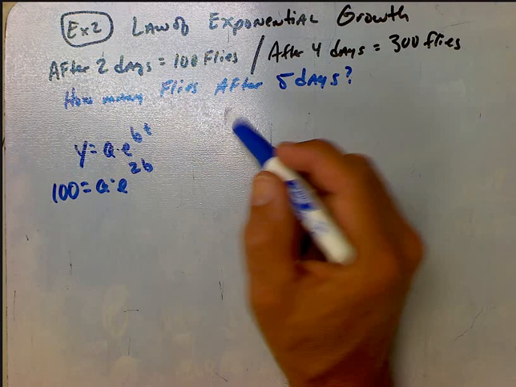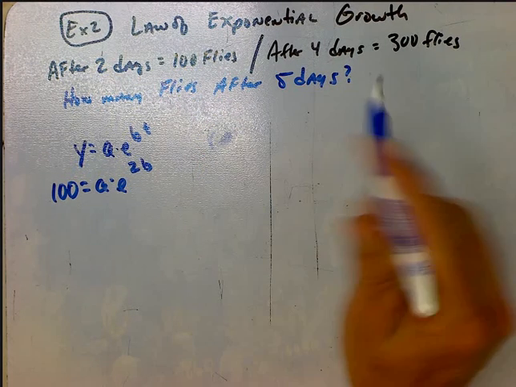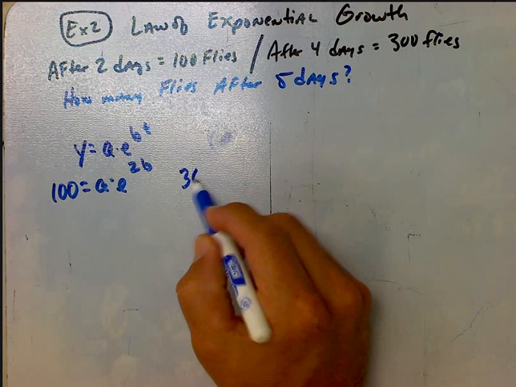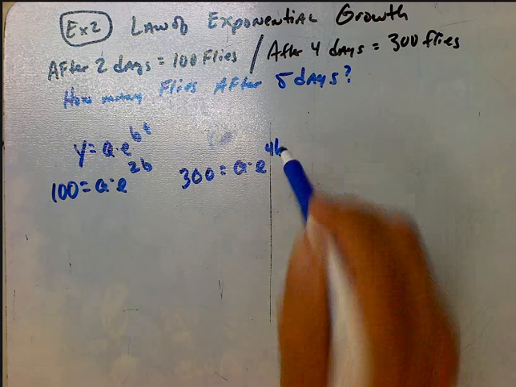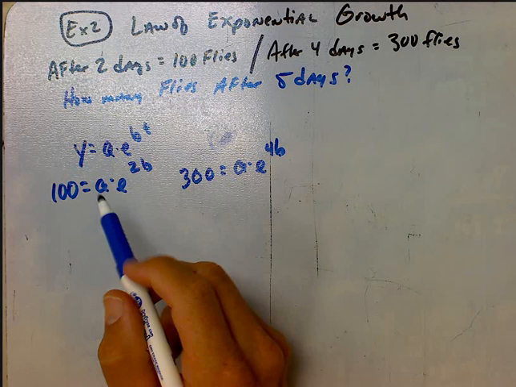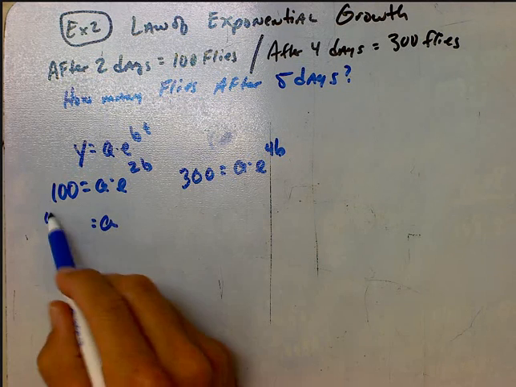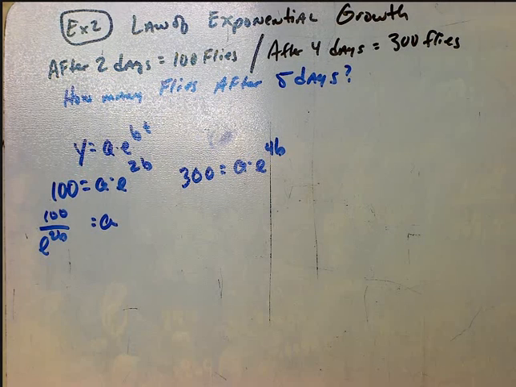And if I do that twice with the other information, 300 equals a times e to the 4b power. I kind of have a little system of equations going on here. So I'm going to solve it like the systems of equations with substitution. The first thing I'm going to do is set this equation equal to a, 100 over e to the 2b. And I'm going to take that and substitute it in over here in this equation.